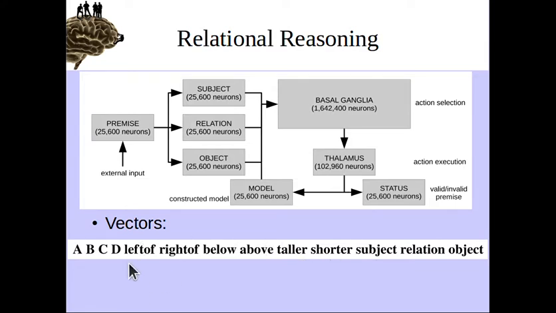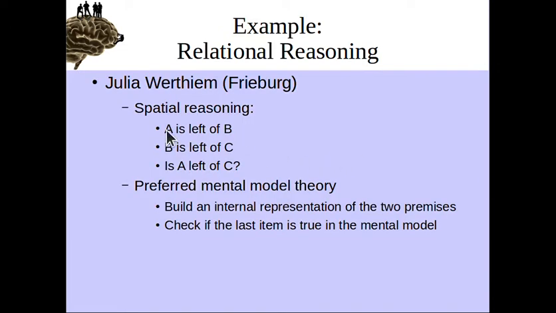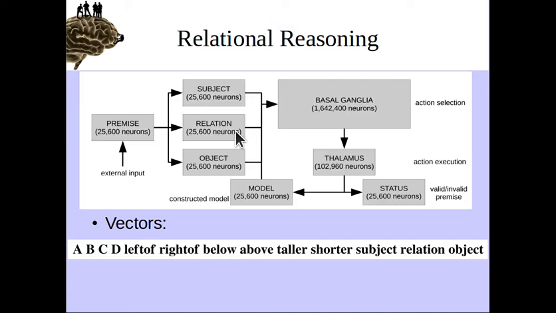In this particular theory, we have items A, B, C, and D. We have the idea of being left of and being right of. We also extended it to include below and above, taller and shorter, things like that. And then, in order to represent these full phrases, like A left of B, I'm going to need to know what the subject of the statement is, what the object of the statement is, and what the relation being encoded is. So what do I mean by that?